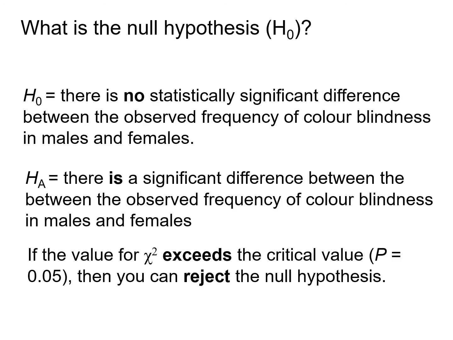In this question, the null hypothesis has not been stated for you, but it's exactly the same format as we've been using all the way through. So there's no statistically significant difference between the observed frequency of color blindness in males and females. Again, our alternative hypothesis is that there is, and we can then of course look at the chi-squared value, and we're looking for it to exceed the critical value where p is 0.05, and that means it falls into the reject the null hypothesis side, and we do the relevant statements to match.